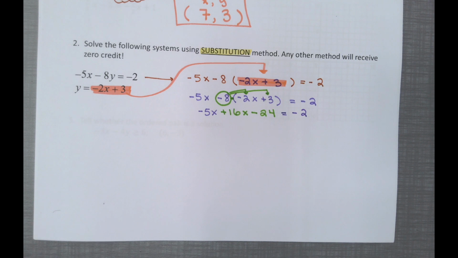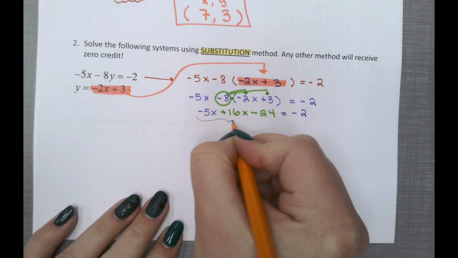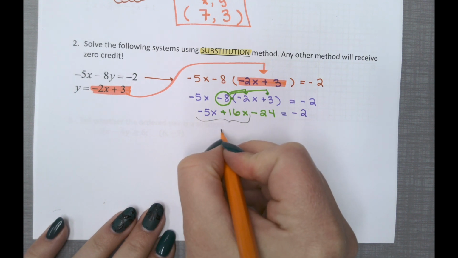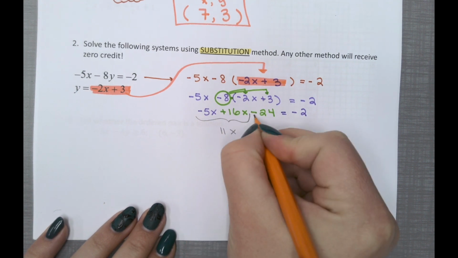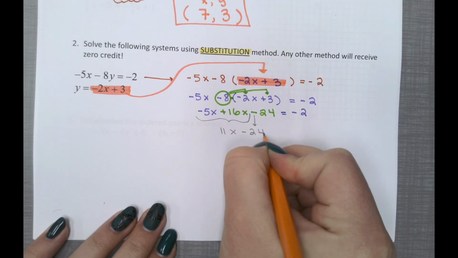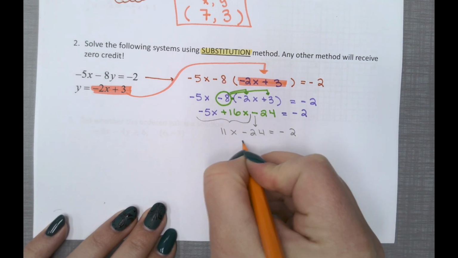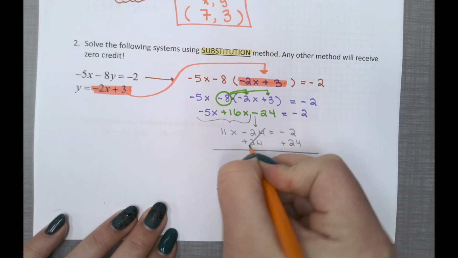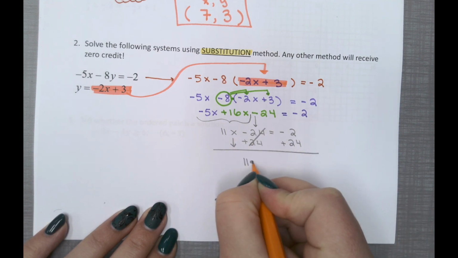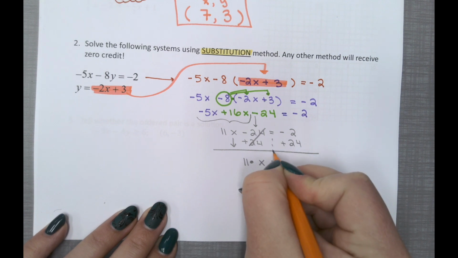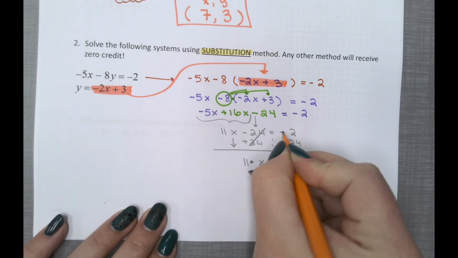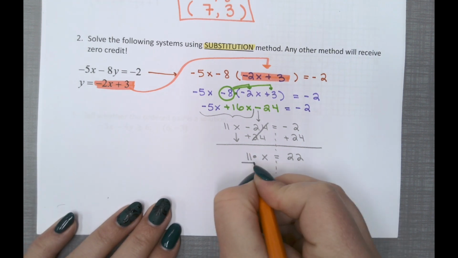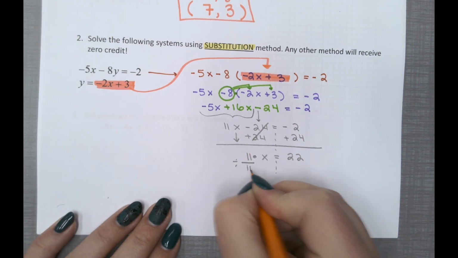Here we are going to need to combine like terms. So you have 16x minus 5x. That gives us an 11x. Bring down the negative 24. And we are going to add 24 to both sides. Bring down the 11x. This is 11 times x. Here's our dotted line. And we got 24 minus 2, which is 22. We're then going to divide by 11, both sides.